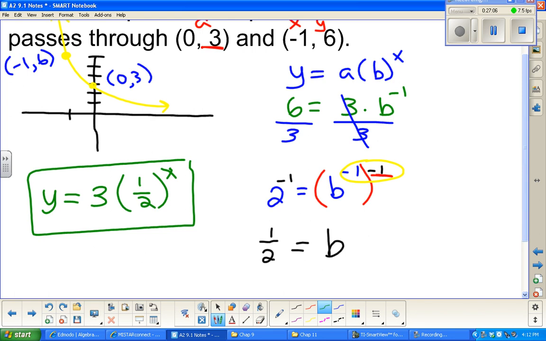Let's look at it and see if it makes sense. That was our starting value. As we increase x values, the y values are getting cut in half. As we move to the left, the y values are getting doubled. We went from 3 to 6. The next point at negative 2 would be way up at 12. So this fits. That was what we were looking for in 9.1.